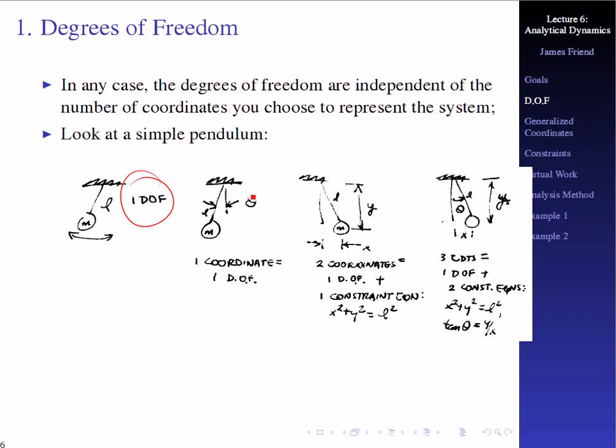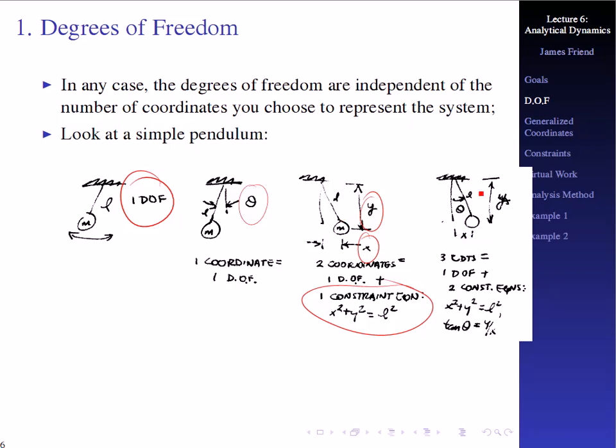We could define it with one coordinate, and we usually do, say, like use theta, where theta is defined from the vertical, and that's our degree of freedom. But then also we could use x and y, and some do sometimes. But there is a constraint equation. X is related to y through the length of the bob, L. X squared plus y squared is equal to L squared. That's our constraint equation. As well, we could use 3 coordinates.